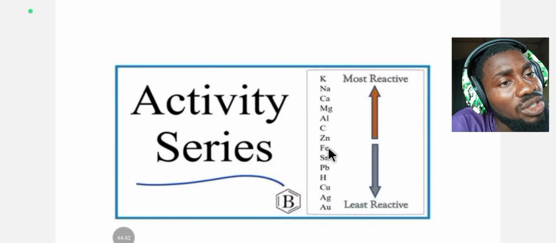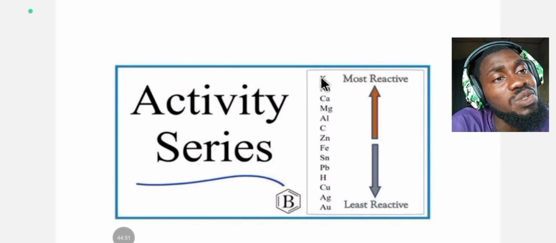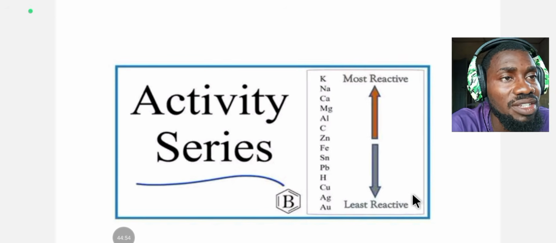Tin is more reactive than lead. Iron is more reactive than tin. Zinc is more reactive than iron. Until you get to the topmost, which is potassium, the most reactive. So that's that for the activity series.